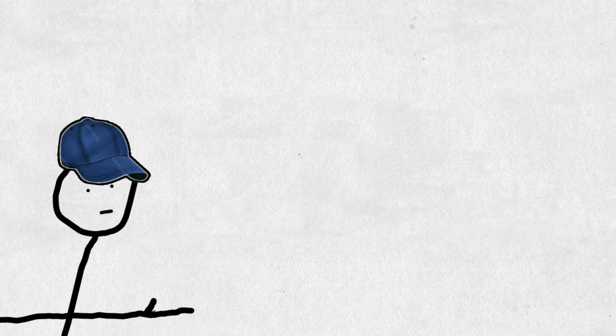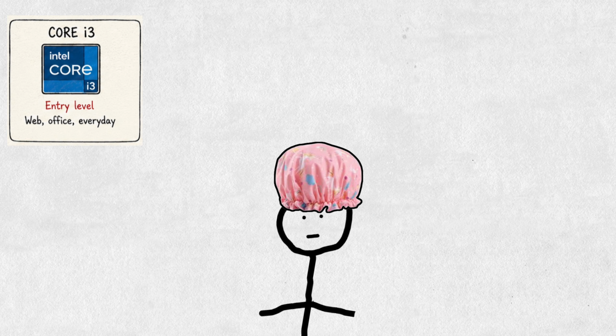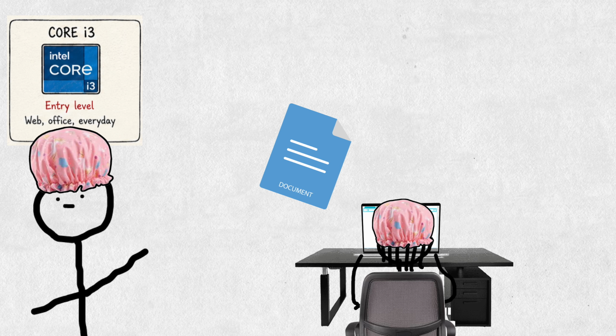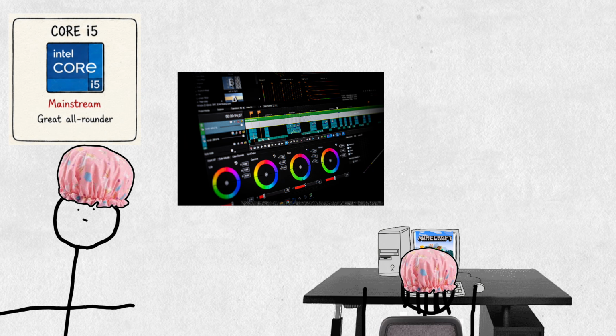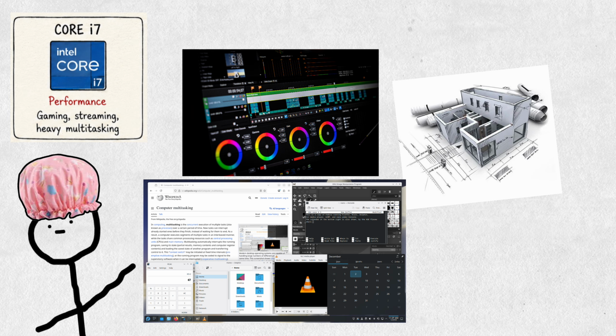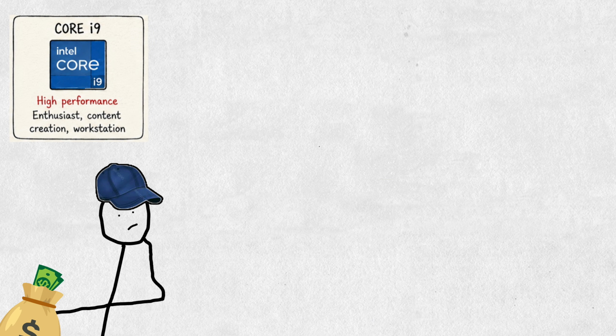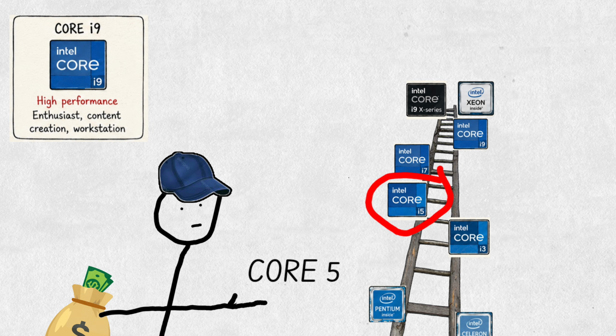Each step up gets you more cores, higher clock speeds, and more cache. Core 3 handles everyday tasks: web browsing, documents, video calls. Core 5 is the mainstream sweet spot, handles most things including creative work and gaming. Core 7 is for demanding workloads, video editing, 3D rendering, serious multitasking. Core 9 is for people who need maximum performance and are willing to pay for it. Most people land in Core 5 territory and never actually need to go higher.